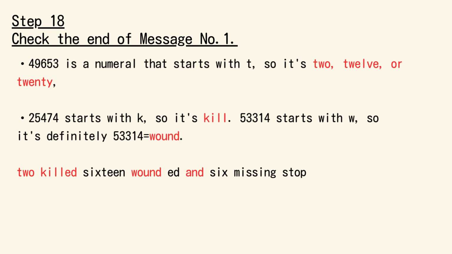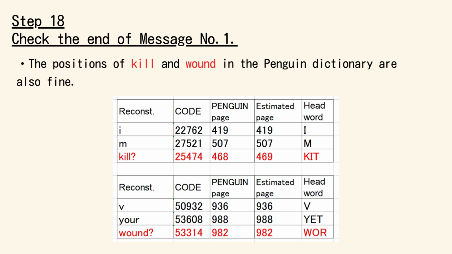49653 is a numeral that starts with T, so it's 2, 12, or 20. 25474 starts with K, so it's kill. 53314 starts with W, so it's definitely 53314 equals wound. 2 killed, 16 wounded and 6 missing. Stop. The positions of kill and wound in the Penguin Dictionary are also fine.